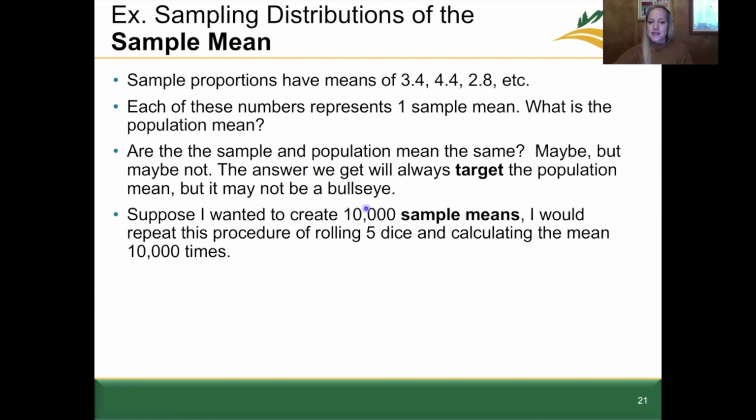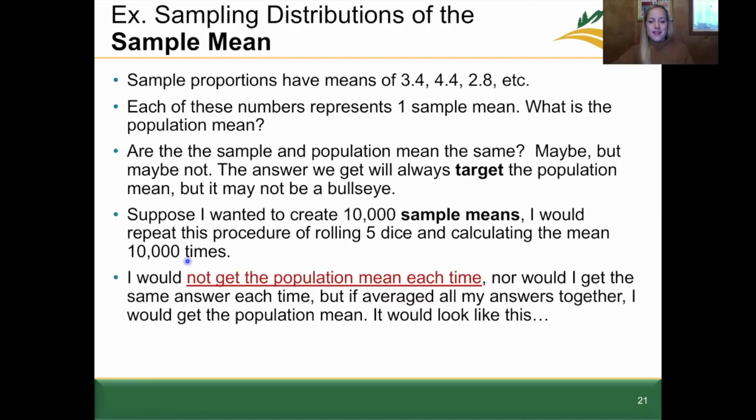We're getting 10,000 different sample means. That means we're repeating this process of rolling the die 5 times, 10,000 different times, and getting a mean for each of those 10,000 different times. Now, based on sampling distributions, what we're covering in 6.3, I would expect to not get the population mean each time I take a sample mean. Nor would I expect to get the same sample mean for each of my different samples. But when I average all of these answers together, or I get my expected value, then I'm getting my population mean in the end. I'm taking all of these samples, finding the mean, and taking the mean of all of those sample means to then find my population mean.